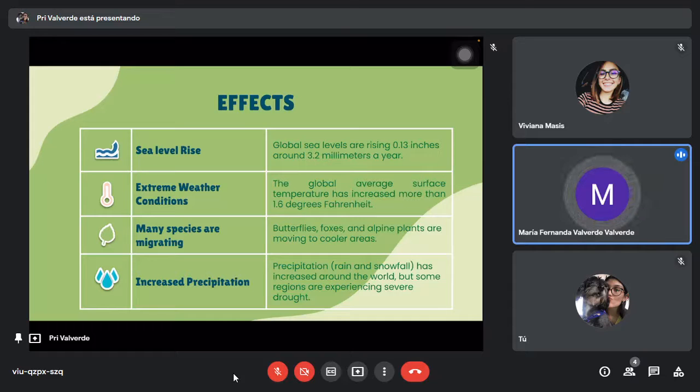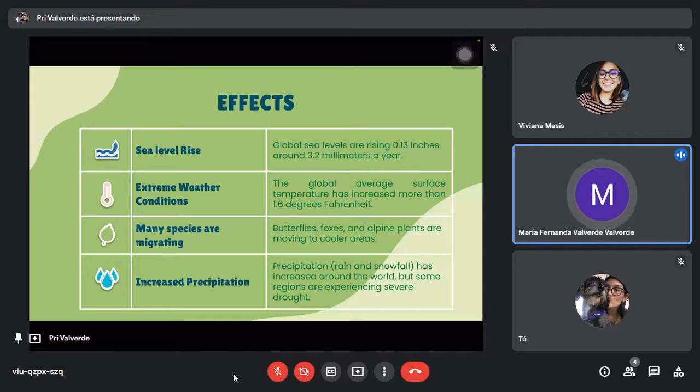Then the global average surface temperature has increased more than 1.6 degrees Fahrenheit. And because of the temperature change, many species are on the move. Some of them are butterflies, foxes, and alpine plants, and they have migrated to cooler areas.